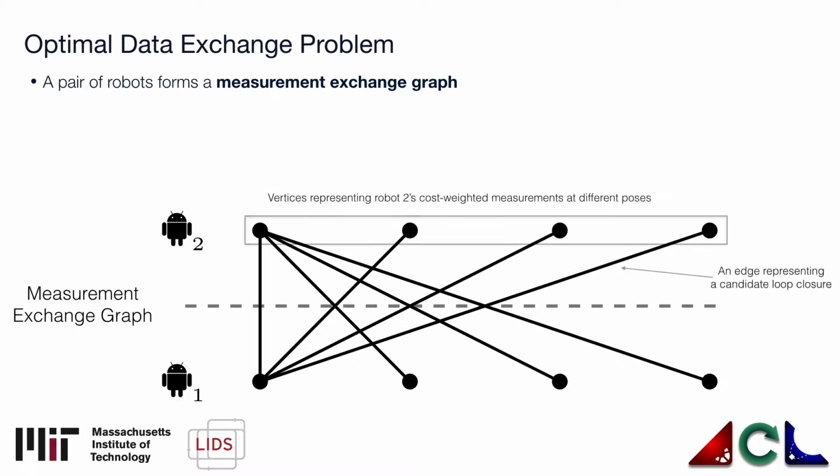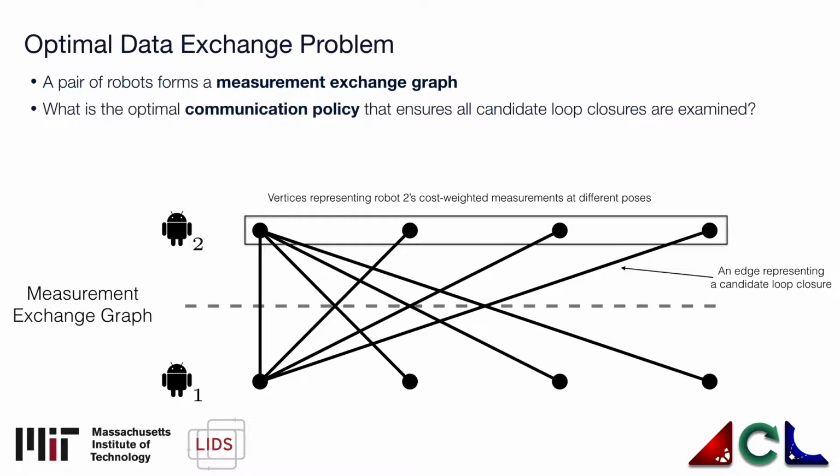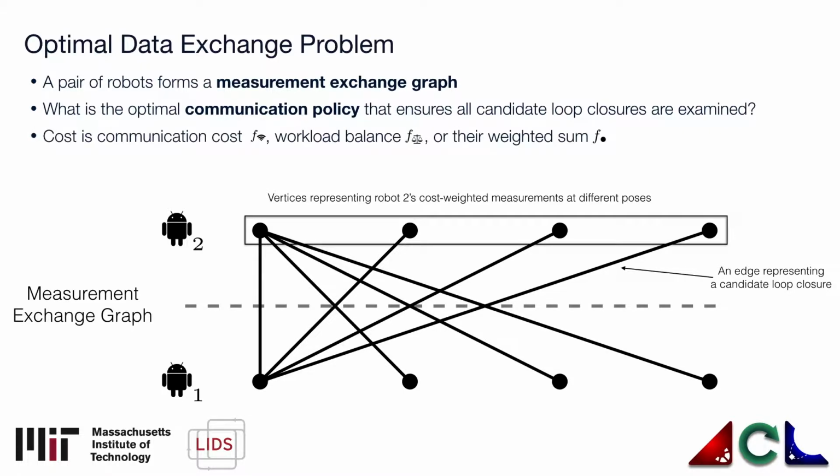In this work, we consider the optimal communication policy between two robots with measurements that have been identified as candidate loop closures. Candidate loop closures are edges that form a measurement exchange graph between measurements taken at different poses belonging to each robot's trajectory. We seek the optimal cost communication policy that ensures that all candidates are examined. Cost is defined in terms of data transmitted, computation required for each robot, or the weighted sum of both.